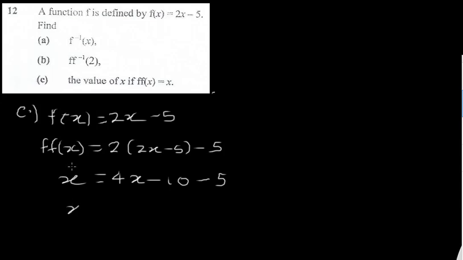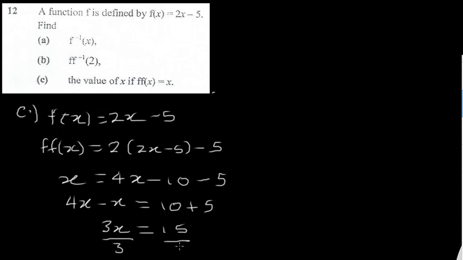So let's first start with grouping the like terms. We would have 4x minus x is equal to 10 plus 5, right? 4x minus x gives us 3x equal to 15. We can divide both sides by 3 and we would have x equals 5. And that is how we find the value of x given a question such as the one we've been given in 12C. So we can move on to question number 13.